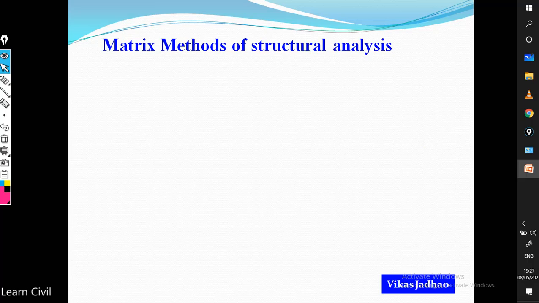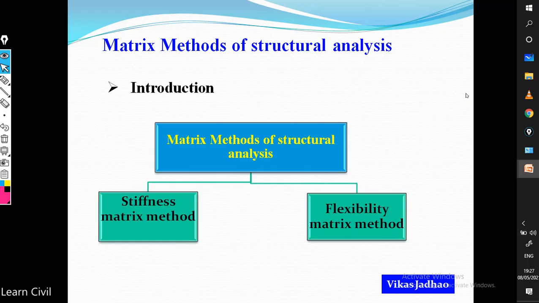This need for analysis of highly indeterminate structures and the development of computers has given rise to a new method called the matrix method. Basically, we have two different methods of structural analysis. The first one is the flexibility matrix method and the second one is the stiffness matrix method. We will see them one by one.